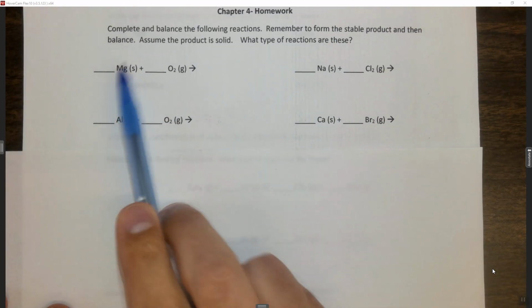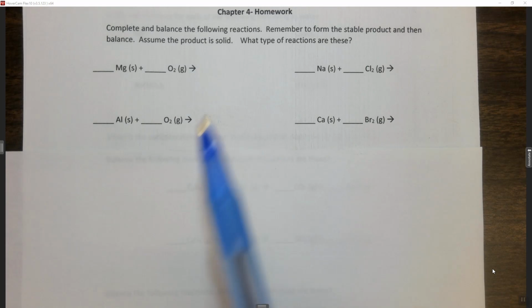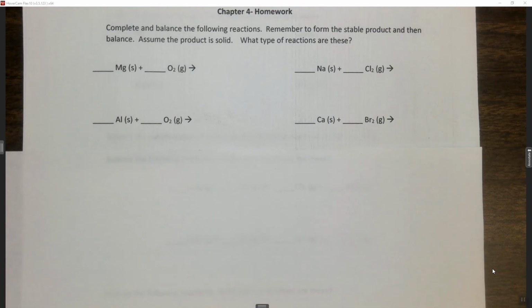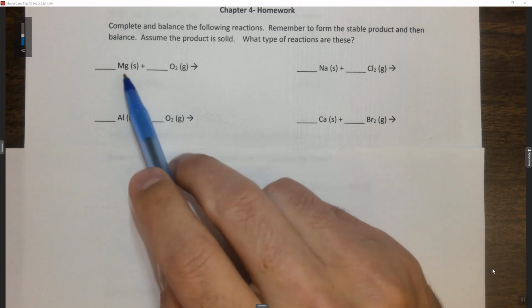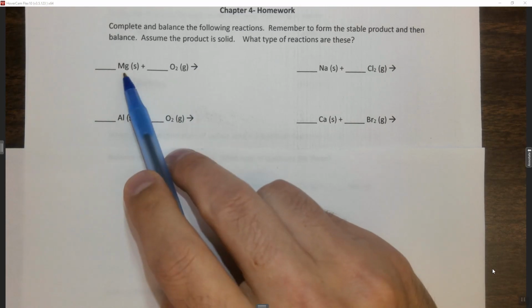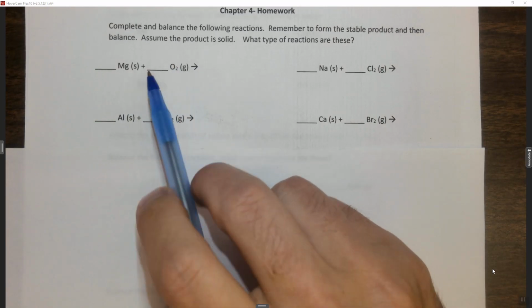So the first one we have magnesium plus oxygen yields something. In order to find this stable product, we can't simply add these together. We can't assume the stable product is MgO2 because we have an Mg and an O2. We have to use the charges to find this solid product.